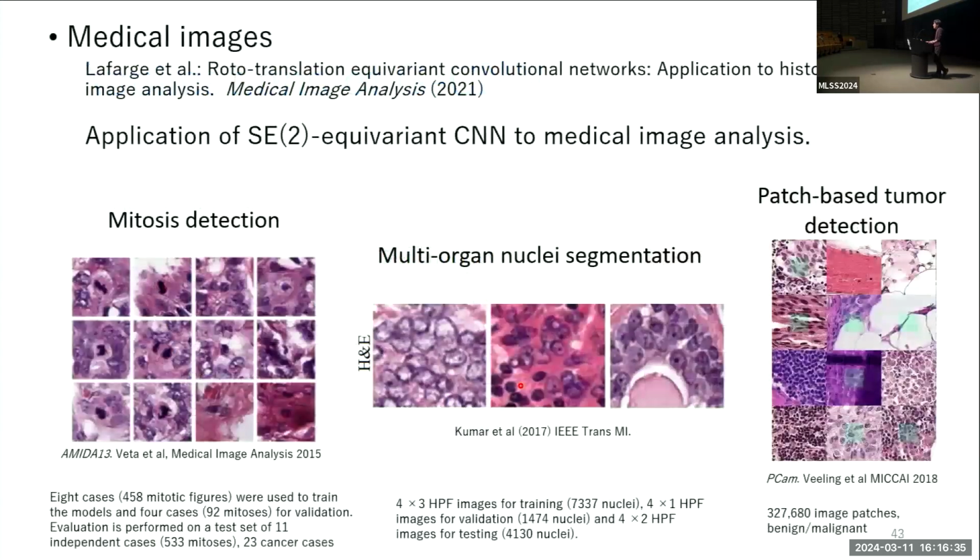Okay, here's a more practical example of medical image analysis. I take the result from this paper. This is the application of SE2 equivariant convolutional neural network to 3 types of medical problems: mitosis detection, nuclei segmentation, and tumor detection. In this case, as I explained, rotational invariance or equivariance should be important because rotation doesn't make any sense to medical images.